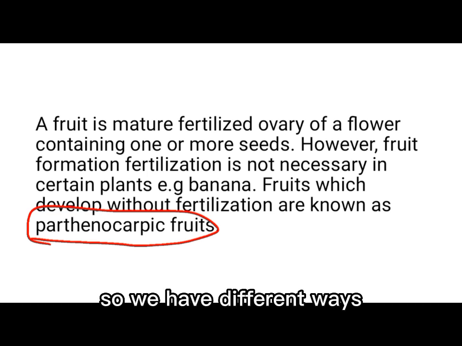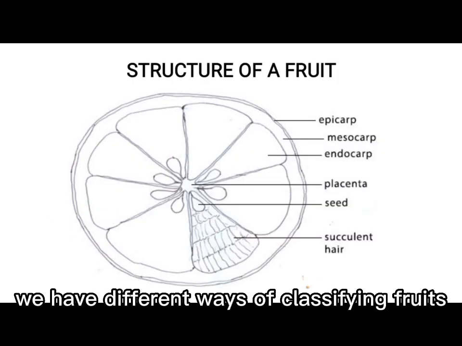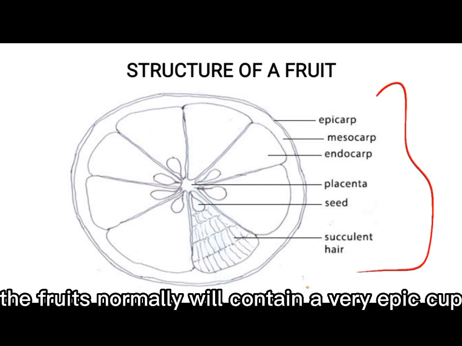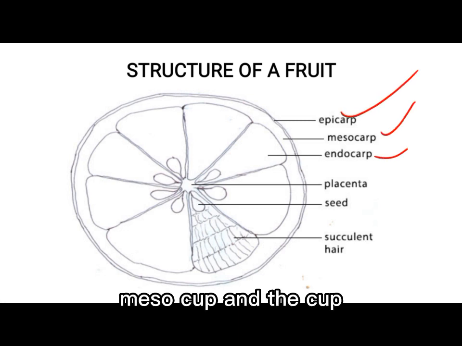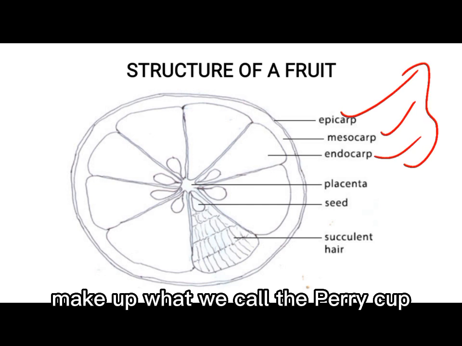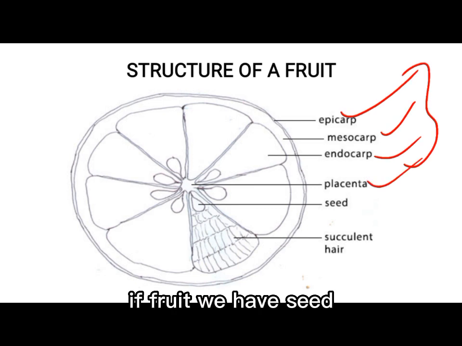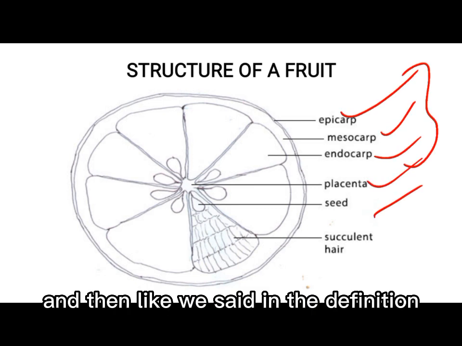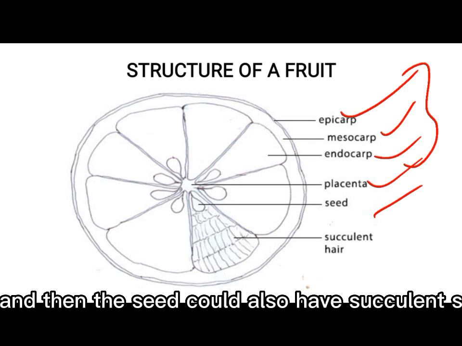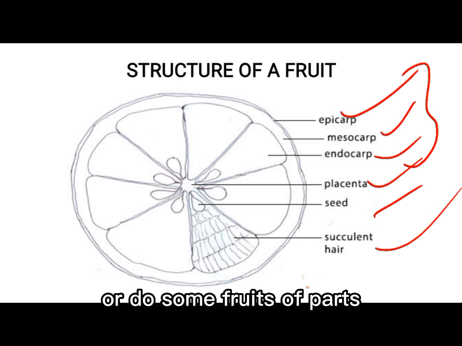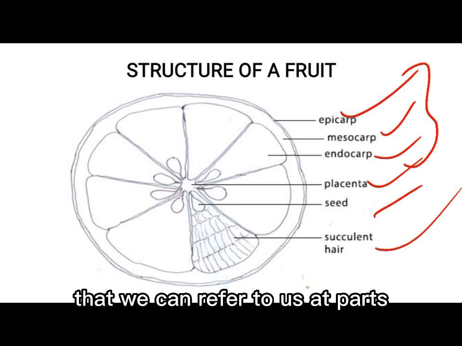We have different ways of classifying fruits. Before then, this is the general structure of a fruit. A fruit normally will contain epicarp, mesocarp, and endocarp, the three of which make up what we call the pericarp. A fruit will have placenta, a fruit will have seed, and like we said in the definition, one or more seeds. The fruit could also have succulent parts, although some fruits have parts that we can refer to as hard parts.